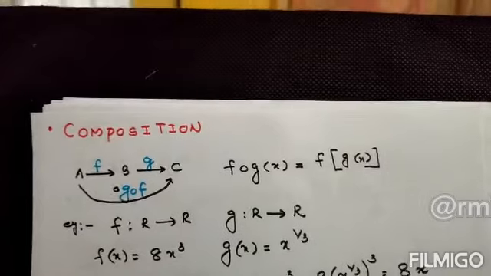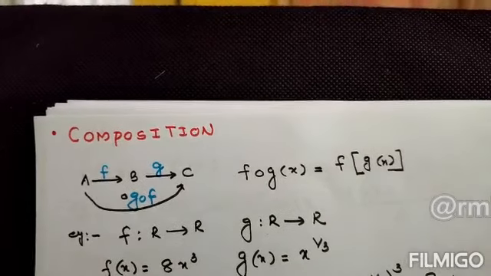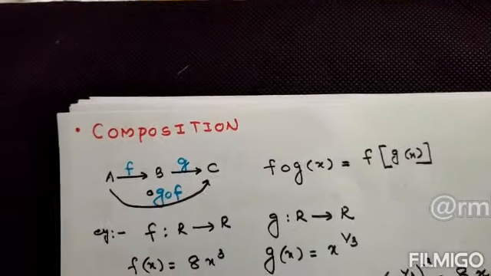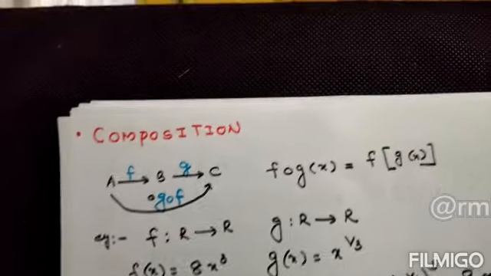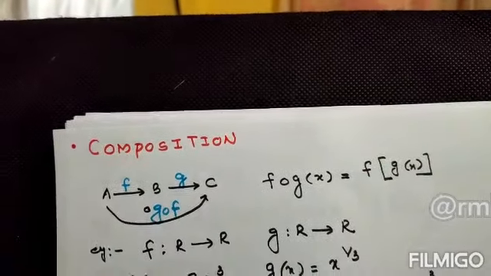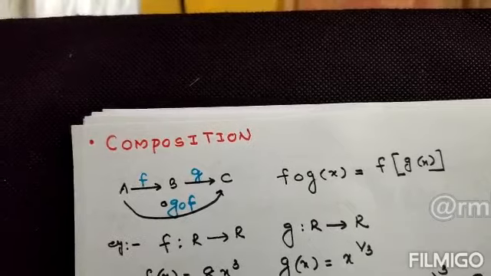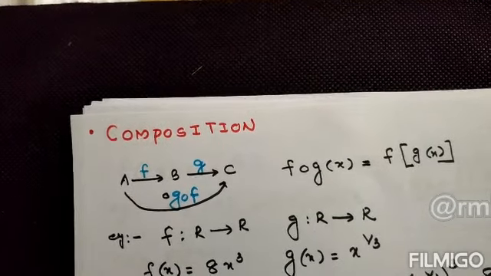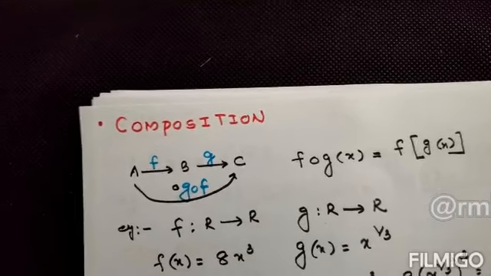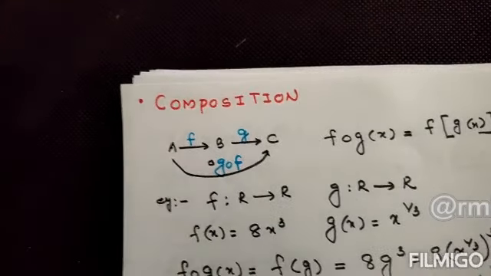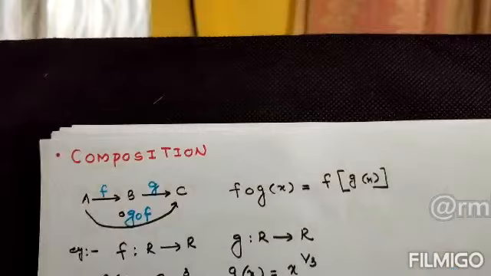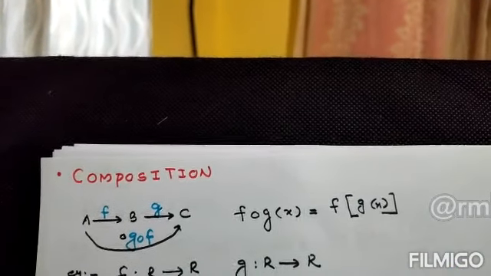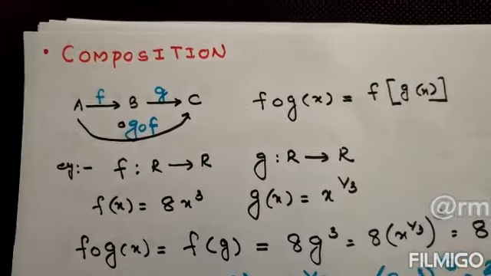Next is composition of functions. Let a function f from A to B and another function g from B to C. We define a new function from A to C, called g composition f. F composition g of x is defined as f of g of x.